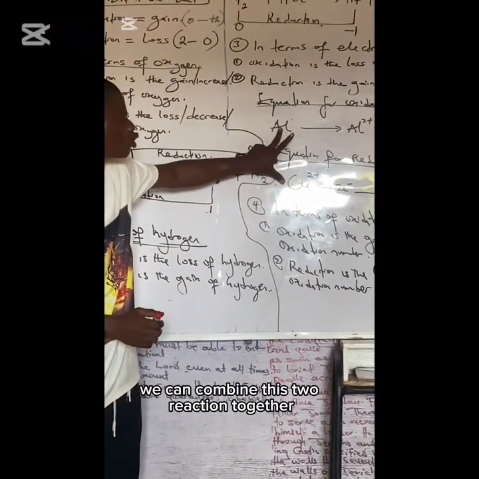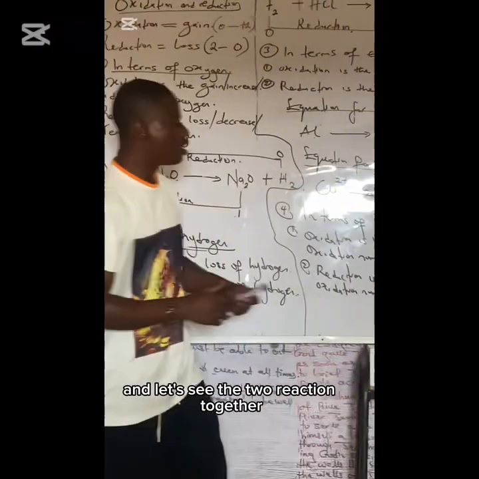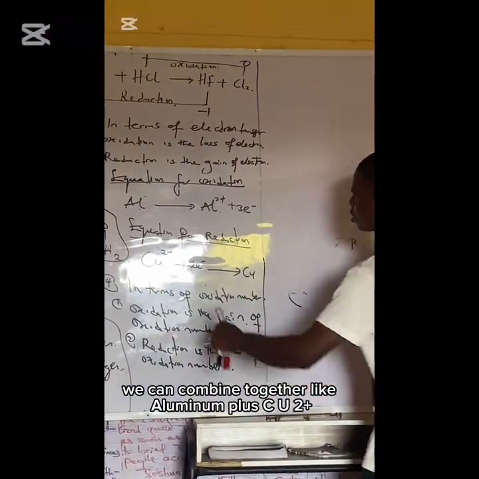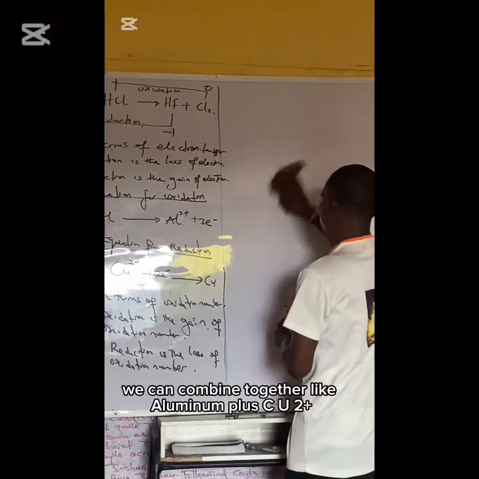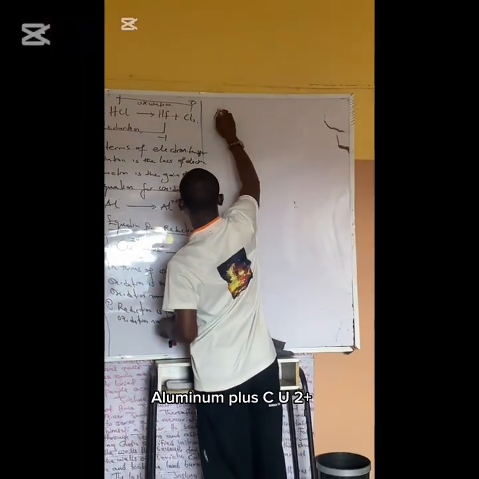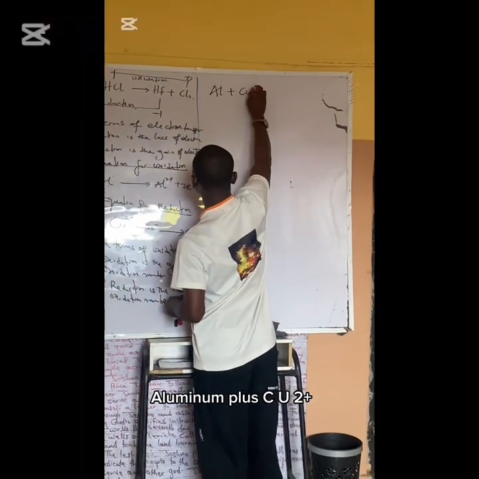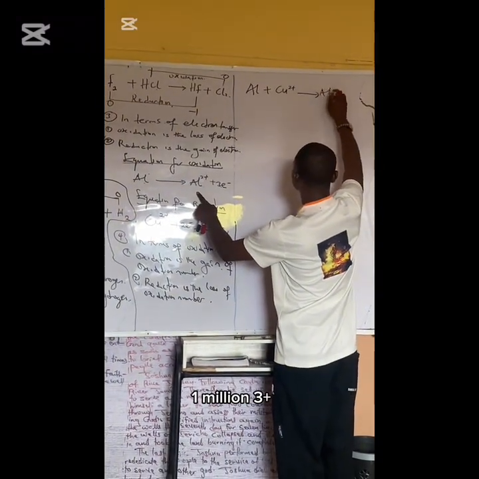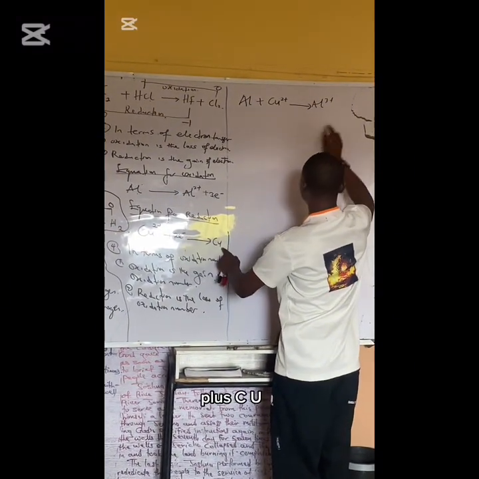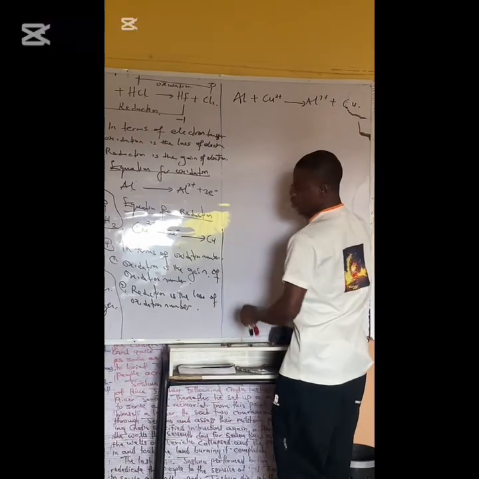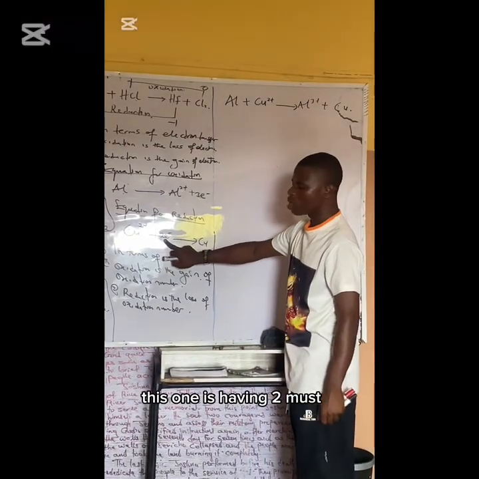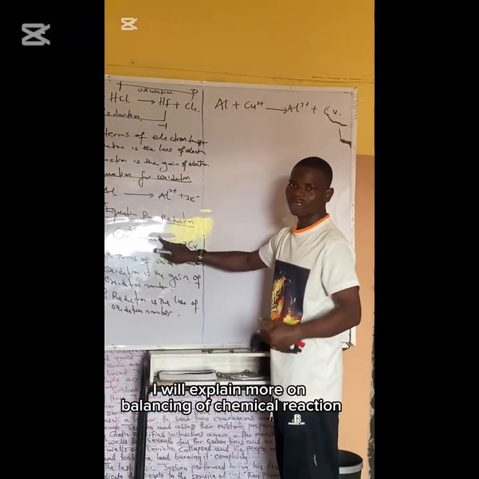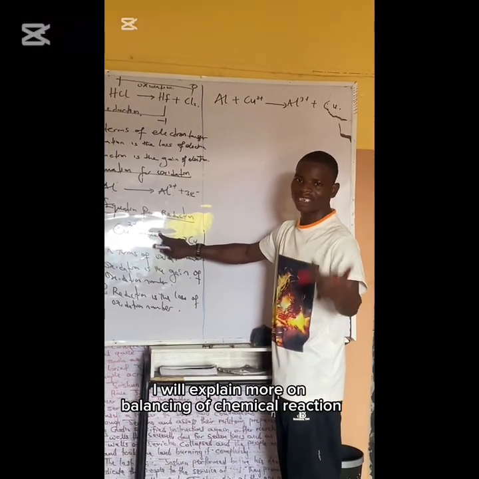We can combine these two reactions together and let's see. We can combine them together like aluminium plus Cu2 plus yielding aluminium 3 plus plus Cu. This one is having 2. But like I said, the electrons must be balanced so you can add them up. Next video I will explain more on balancing of chemical reactions.